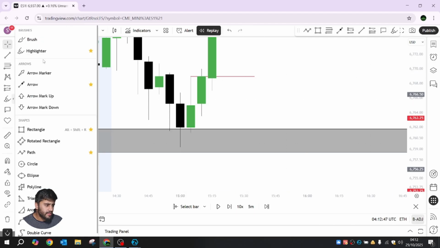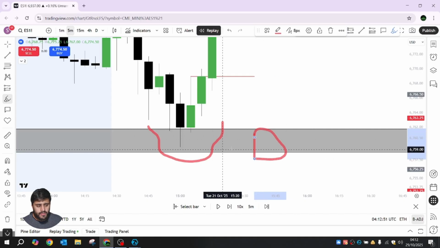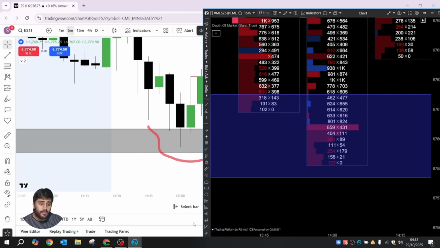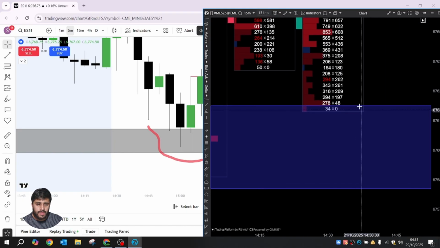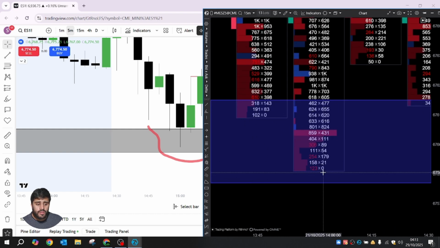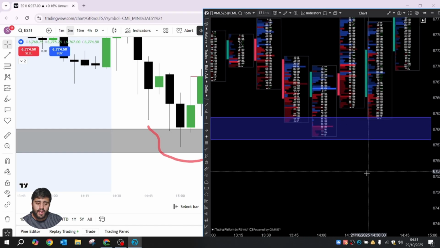If we take a look at this, this was a huge area of demand. Buyers were definitely in control, and the reason we can confirm that together is because of this: negative delta, even down here, negative delta. We see 3 zeros, 102 for 0, 123 for 0, 34 for 0, and we just see the market rallying higher.